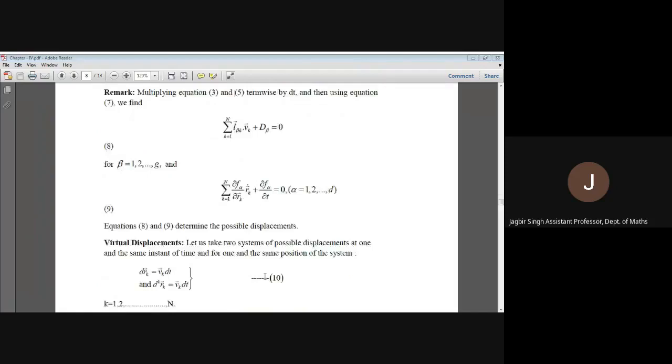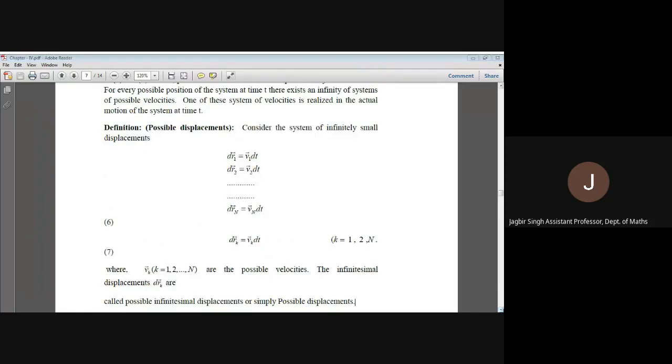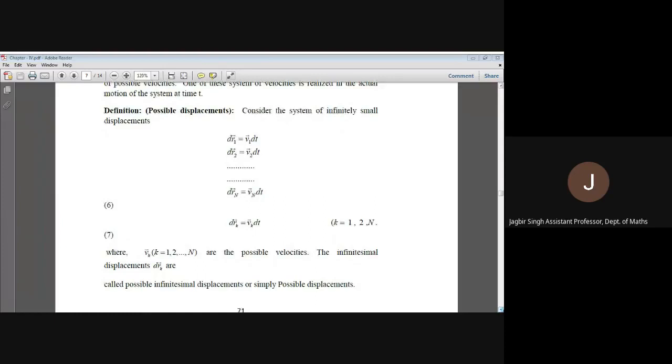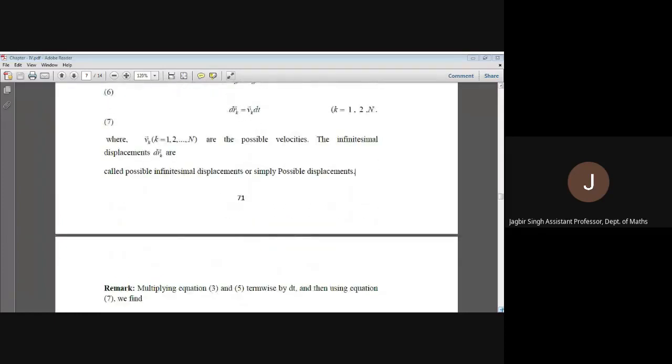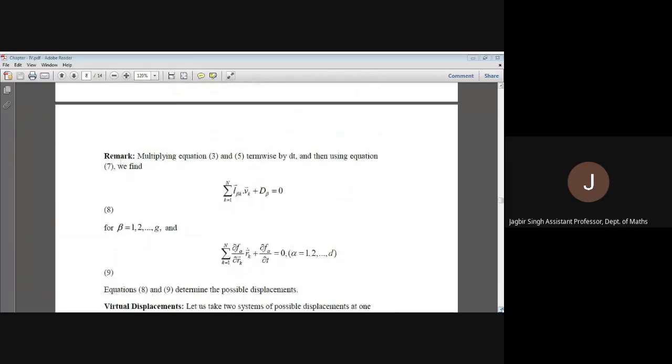Okay. Now after this, let's discuss the virtual displacement. The equations for possible velocities as obtained earlier are summation k from 1 to n of L beta k Vk plus d beta by dt is equal to 0, and summation k from 1 to n of partial f alpha by partial rk dot V plus partial f by partial t is equal to 0. These are the equations for possible velocities. Multiply both sides by dt, then these will become the equations for possible displacements.